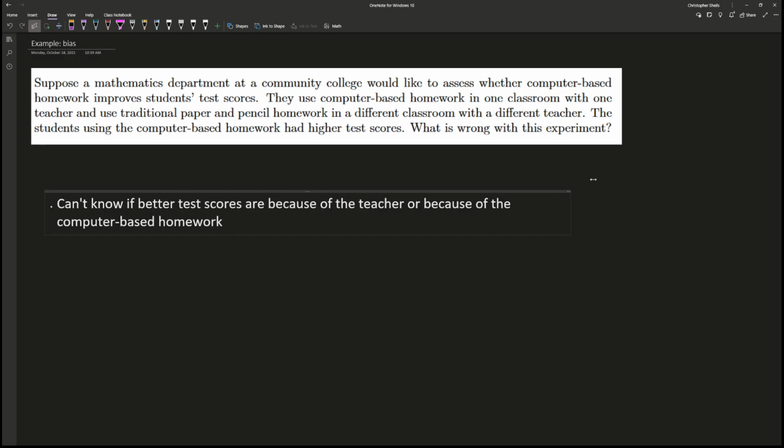A better design would be if we had the same teacher teach both classes. So in that case, the only difference between the two groups would be the homework method. Of course, there's still some variation between students, but using the same teacher will reduce any confounding variables that we can actually really control for.